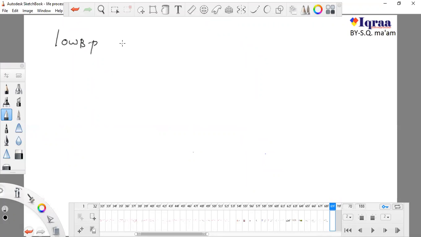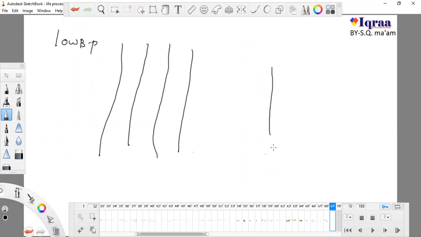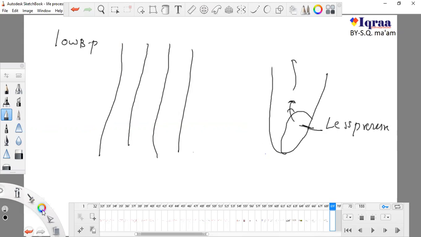Low blood pressure is, this is your hand, and this is your artery. Sometimes when your ventricles push blood outwards, not with very good pressure, it makes blood push out to the aorta with very little pressure. Don't think that if I'm having low blood pressure then I'm sick.